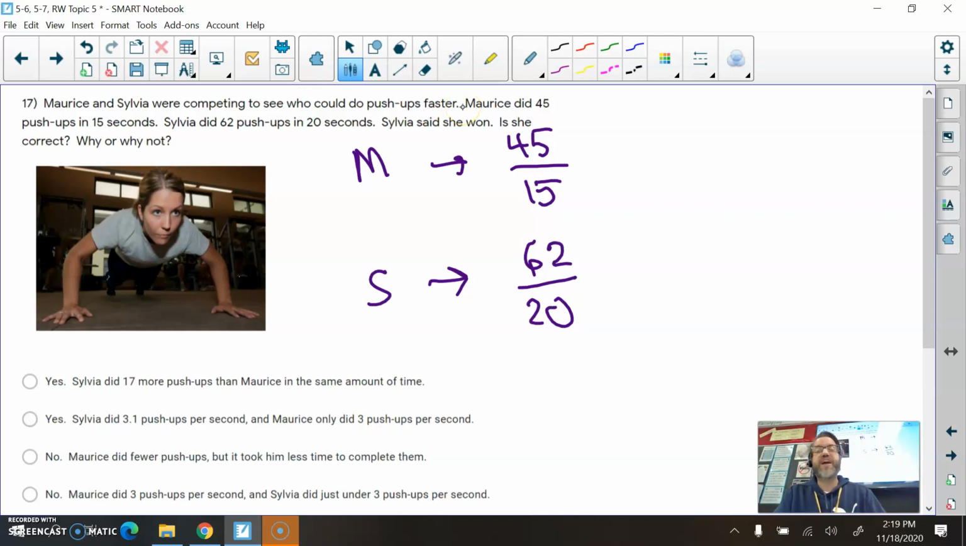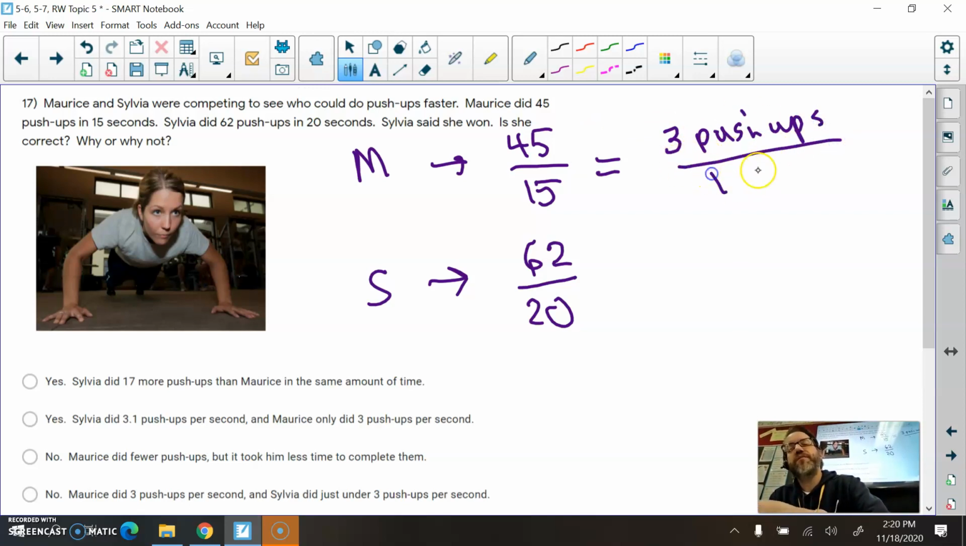So what you can do is actually divide these to find the unit rate. If you divide 45 by 15, you're going to find out how many push-ups Maurice does per second. And 15 and 45 are compatible. You get 3 push-ups in 1 second. That's fast. Maurice does 3 push-ups per second.